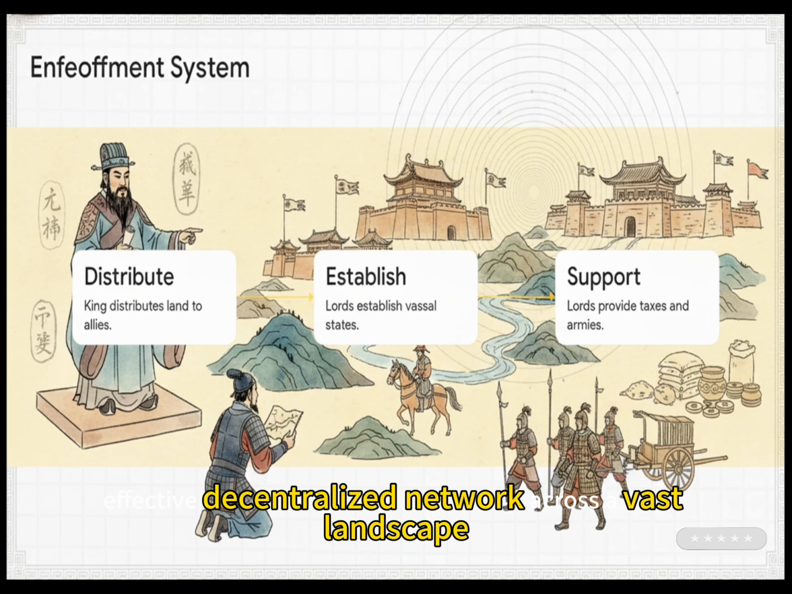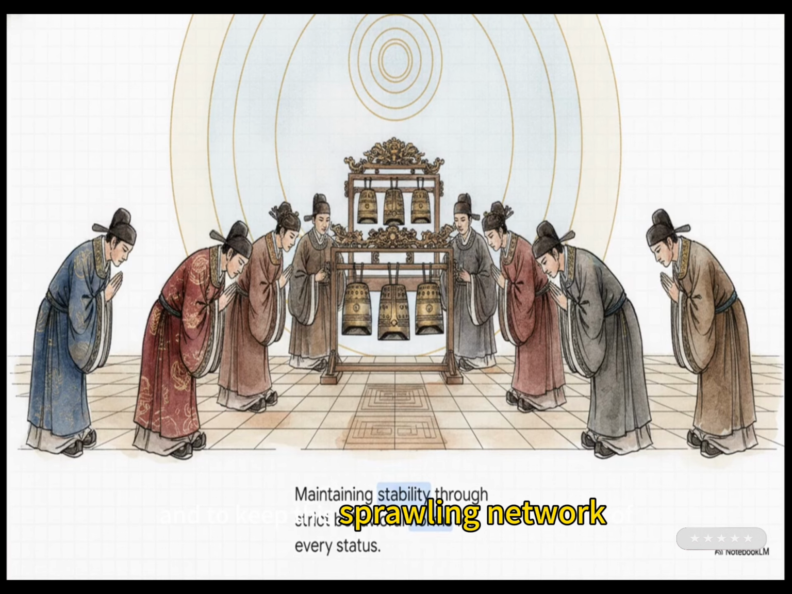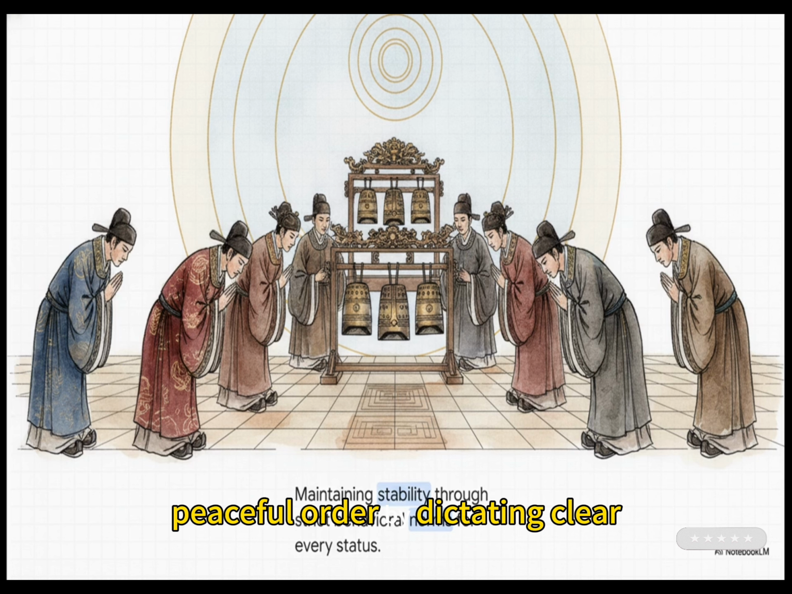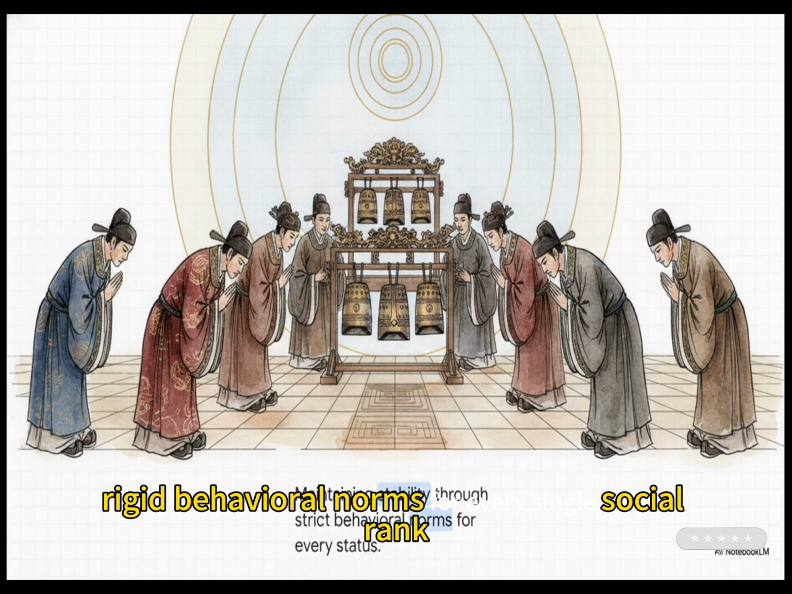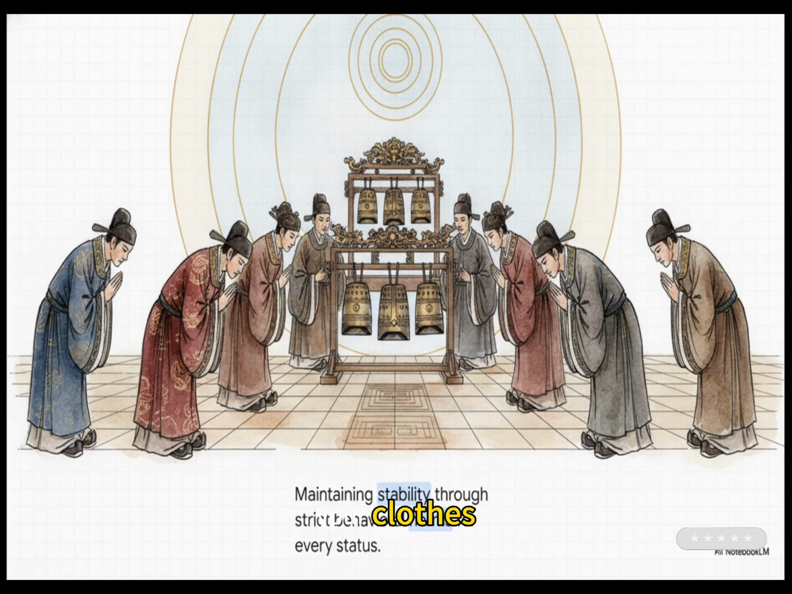And to keep this sprawling network of vassal states perfectly stable, they developed the ritual and music system. Now, this wasn't just about putting on nice concerts. It was about locking society into a peaceful order by dictating clear, rigid behavioral norms for every single social rank. Your clothes, your daily responsibilities, the exact way you greeted others, everything was strictly defined by your status. The goal was simple. If everyone just plays their specific part, society remains in perfect harmony.